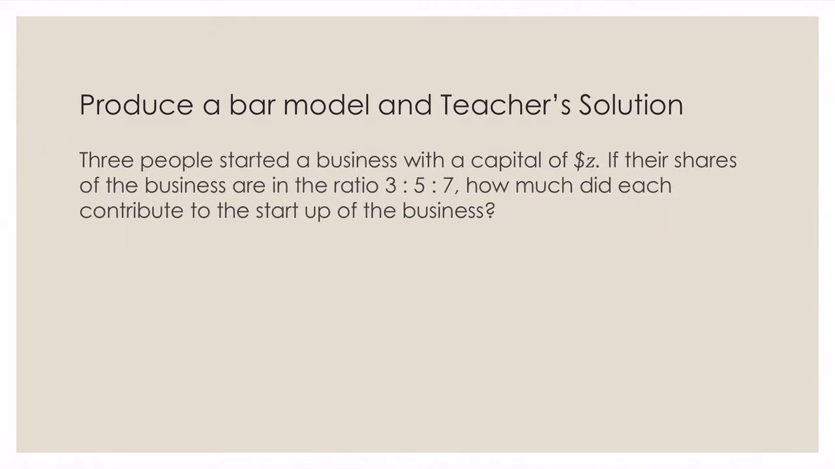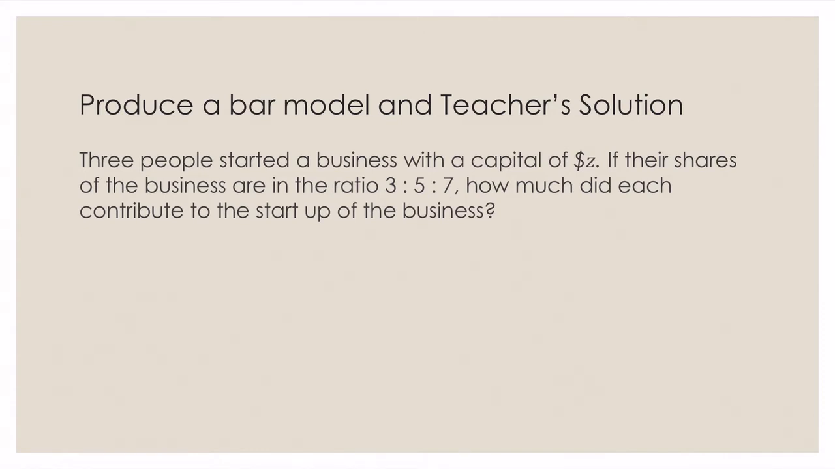Here's another one. 3 people started a business with a capital of $Z. Capital is your initial amount that you need, and you start your business. Buy the rent space, buy some product, buy computers, and sell things. Okay, that's the capital. If their shares in the business are in a ratio of 3 to 5 to 7, how much did each contribute to the startup of the business? How much did each contribute to the capital?